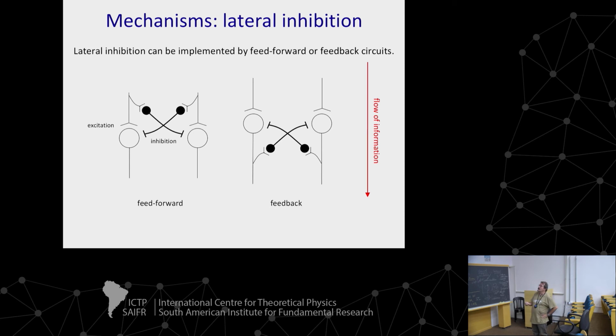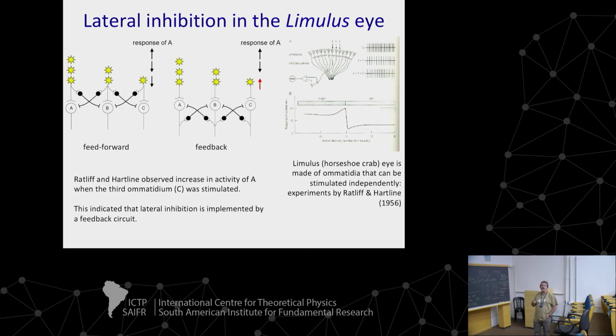But also one could have feedback inhibition, in which inputs excite both cells, and the cells themselves have axons that would inhibit the neighboring cell. So this cell would inhibit the neighboring cell, and this one also would inhibit its neighboring cell. So one could have two different ways of having lateral inhibition, and they could be implemented in real nervous systems.